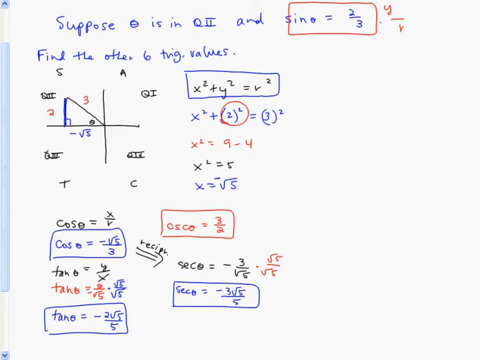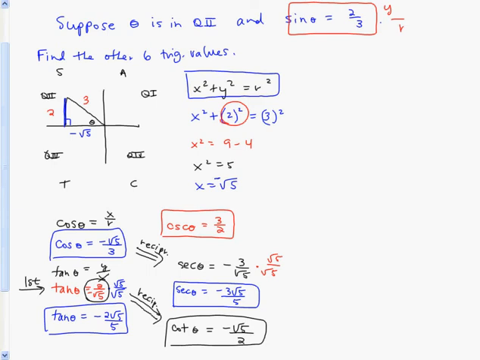And then finally, if tangent is negative 2 over square root of 5, then by the reciprocal of that, cotangent of theta is going to be negative square root of 5 over 2. I pulled it off of this first one right here because I knew I could flip that over and then not have to rationalize. So cotangent is negative square root of 5 over 2.